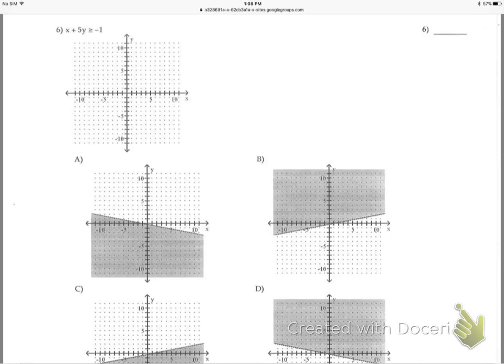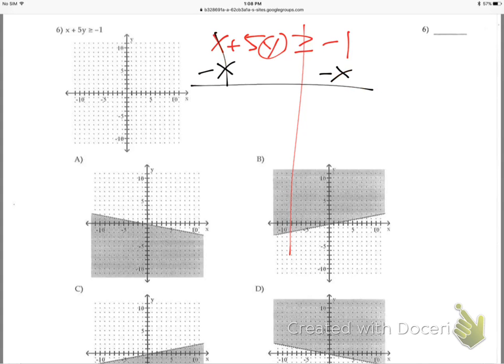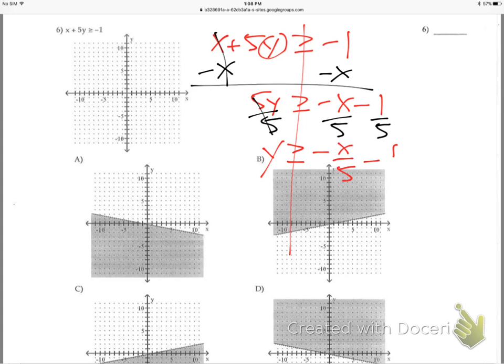So, x plus 5y greater than or equal to negative 1. Okay, same thing. Y wants to be alone. So it kind of starts out the same. It does a little weird trick in a minute. Subtract the x from both sides. Then we get 5y greater than or equal to minus x minus 1. Got to get y alone, so divide by 5 all the way across, right? And we get y greater than or equal to minus x over 5 minus 1/5.